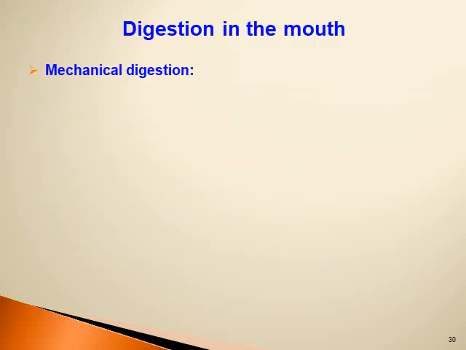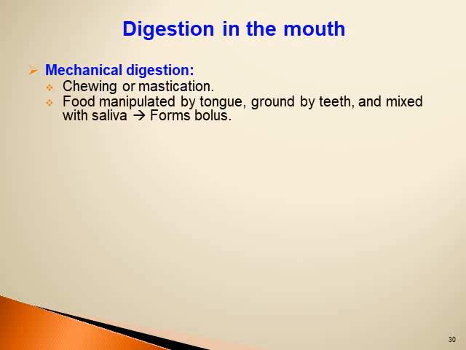Now let's talk about digestion in the mouth. Mechanical digestion in the form of chewing or mastication. Food will be manipulated by the tongue, ground by the teeth, and mixed with saliva. This will form the food bolus that will be ready for swallowing or deglutition.